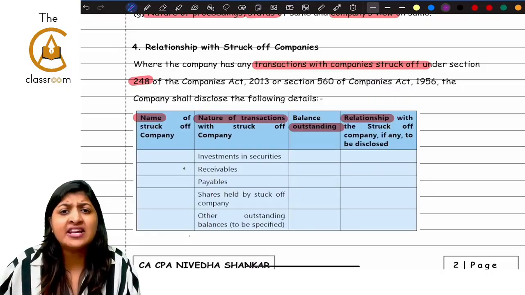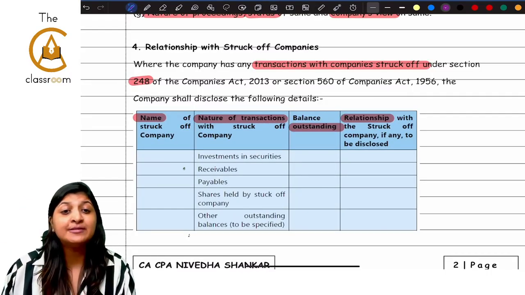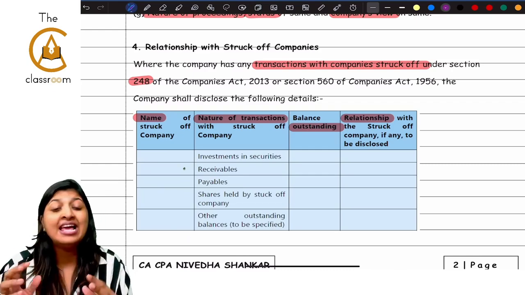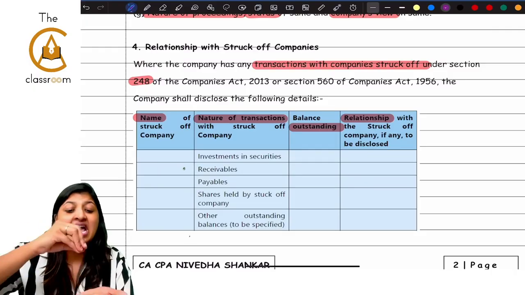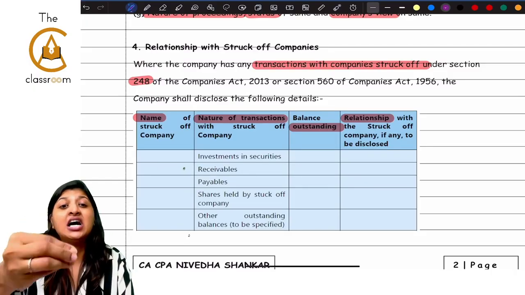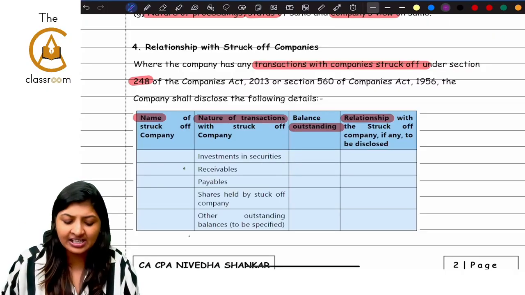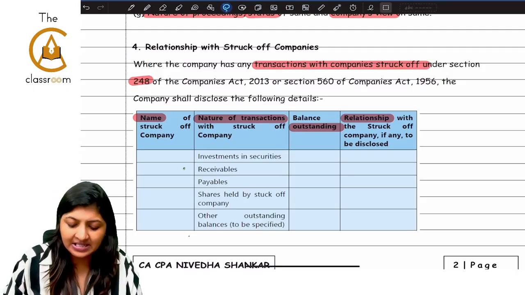The fourth one is with respect to relationship with struck-off companies. Struck-off companies means this is a dead company. This company is no longer a company as per MCA 21. If your company, which is under purview, you are the auditor of that company, and that company is having a relationship with a struck-off company, then you have to mention these details. Section 248, if you remember, you can write. This is not compulsory, guys.